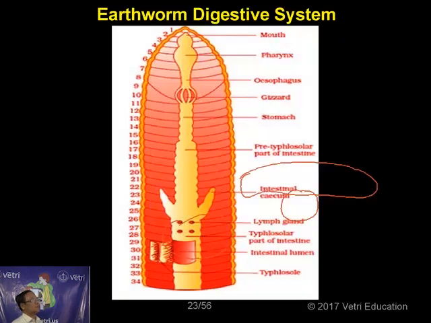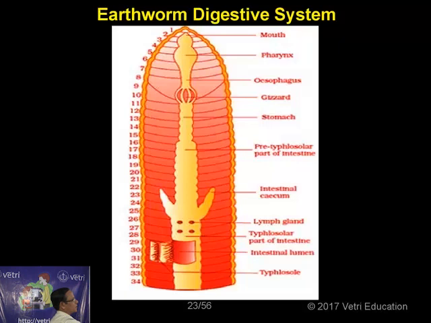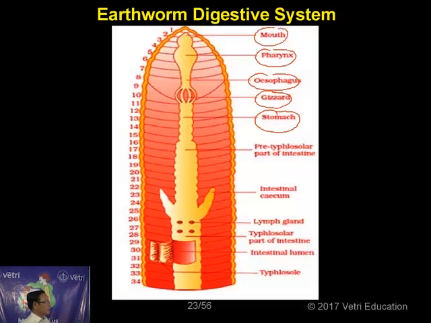It starts with the mouth in the first segment. It is followed by the buccal cavity, which is not labeled here, that is, the buccal cavity spans segments 1 to 3. Then the pharynx, segments 4 and 5. Then we have the esophagus, 5 to 9. And then the gizzard, 7 to 9. And from 9 to 14 we have the stomach. So: the gizzard, esophagus, pharynx and mouth. And we have the small intestine I mentioned about.